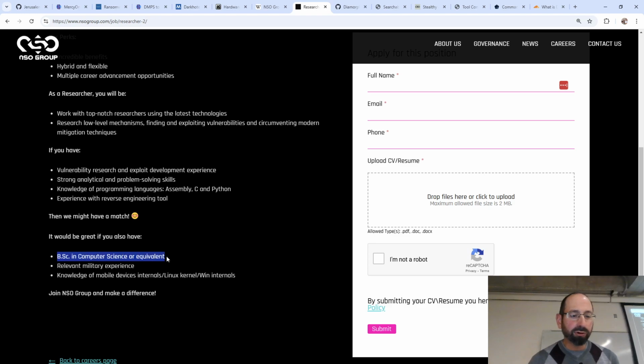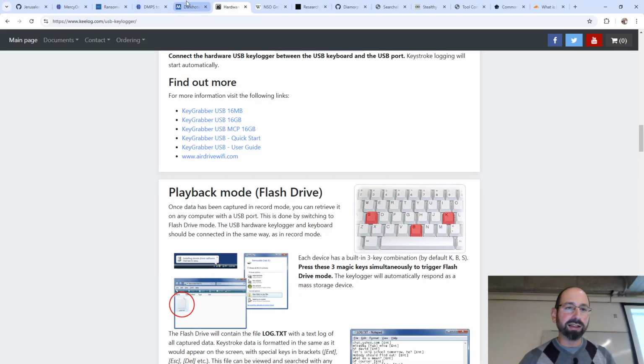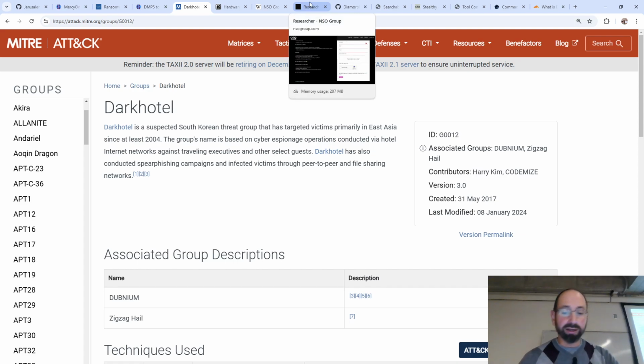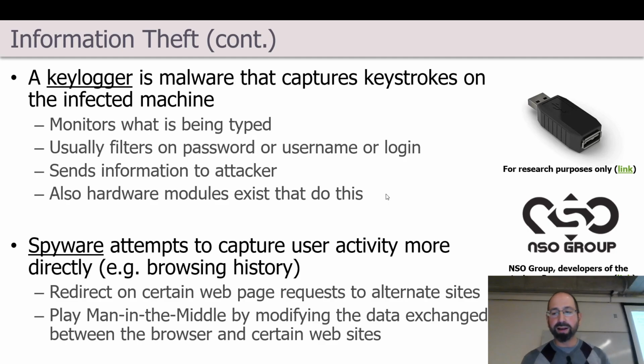BS in computer science or equivalent. Many of you are well on your way, if not reaching that goal. Relevant military experience. I don't know, that would be a limiting thing. Knowledge of mobile device internals, Linux kernel, Windows internals. Well, some of you, if you're taking operating systems classes, taking ComSci 252, maybe CPRE 308, maybe the reverse engineering class as well. Well, it looks like they're hiring. So that's all I noticed, that they're not on this list. They're considered quite legitimate. And not only are they legitimate, they're hiring. So those of you who are looking for jobs, I found you a new lead that I didn't realize was available here. Still spyware.